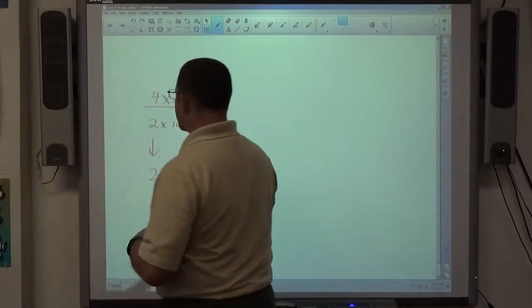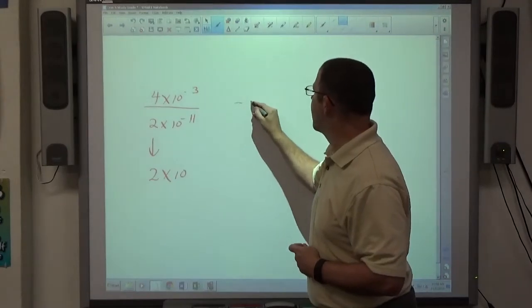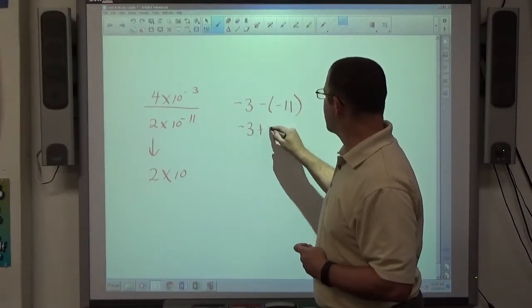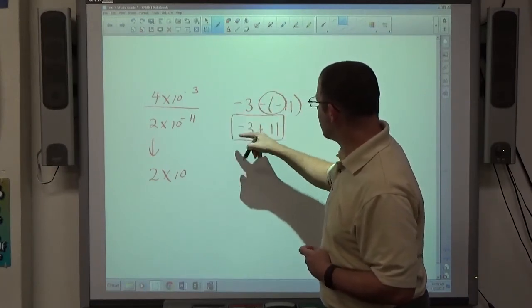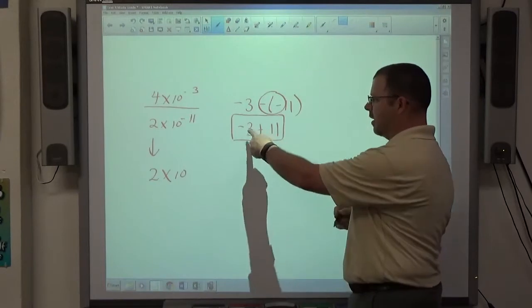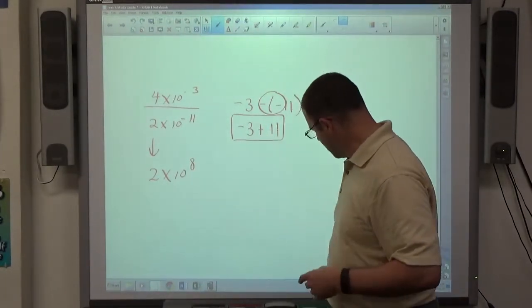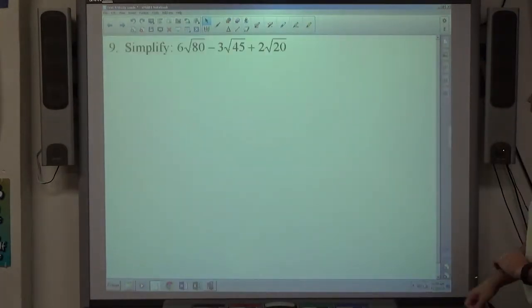If I try to do negative 3 minus negative 11 in my head without looking at it, I might do something wrong. So if I write it down, negative 3 minus negative 11 actually becomes negative 3 plus 11 because the 2 minuses make a plus. Look at it in a simpler form to determine should I add or subtract. The signs are different, so I subtract. 11 is bigger, so it's positive. So make sure you consider it that way when you're doing it.